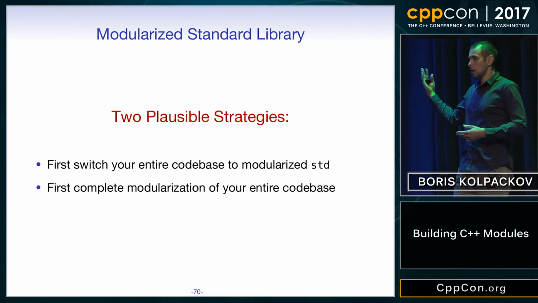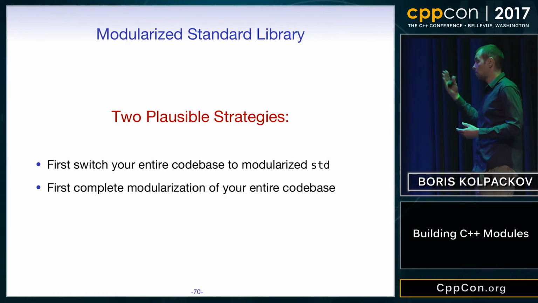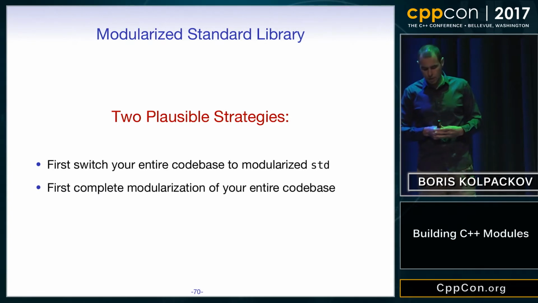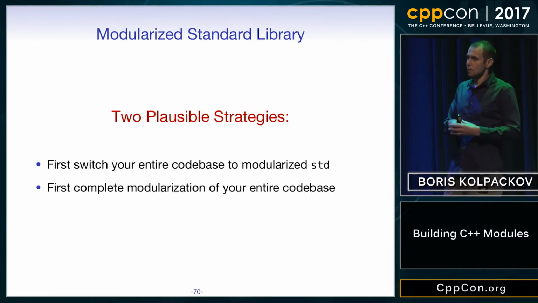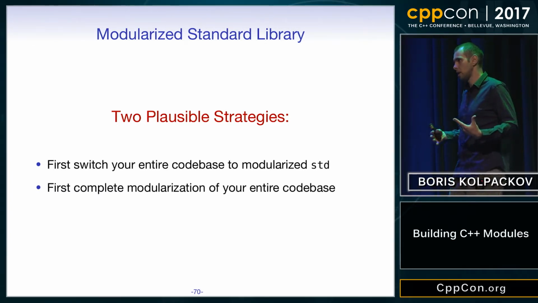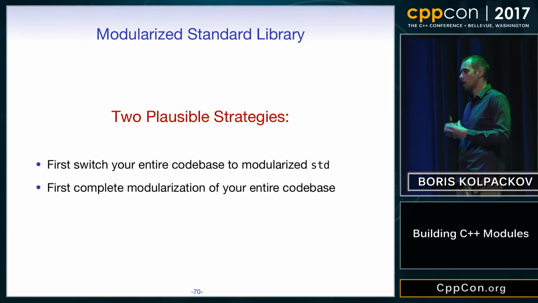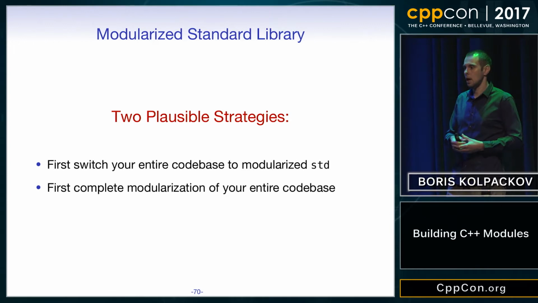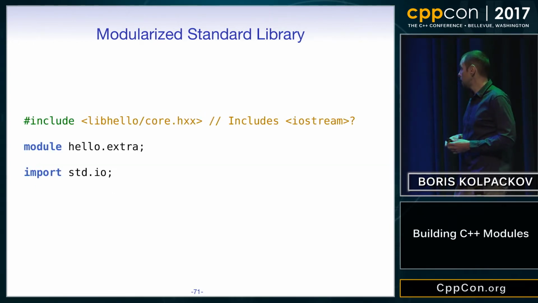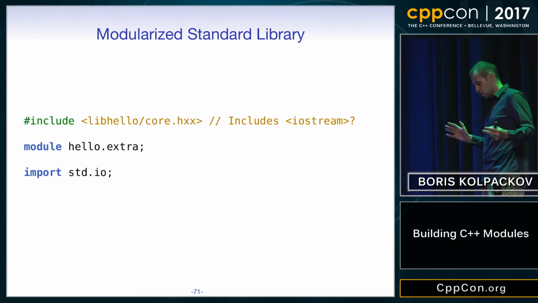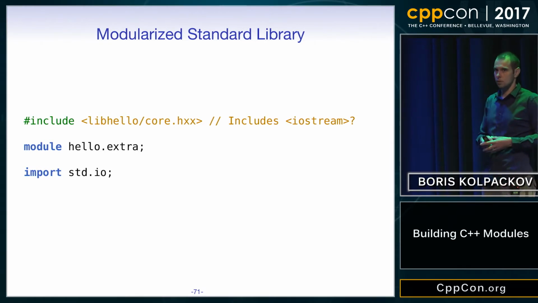And if you can afford that, if you can make it work, I would strongly recommend going this way. The alternative strategy is kind of an inverse. First, modularize your whole code base while continuing using standard library as headers, and then switch at the end. Now, the reason to wait until you modularize your entire code base is to get rid of includes.